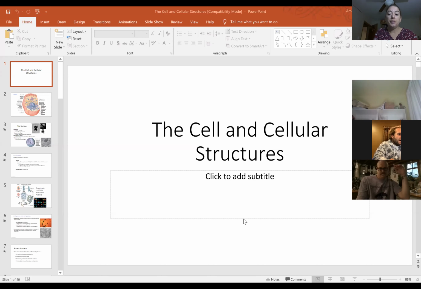We are gonna be going over the cell and cell structures today. We are a little bit ahead of schedule, so we're gonna try to take it slow, but it's always better to be ahead than behind.